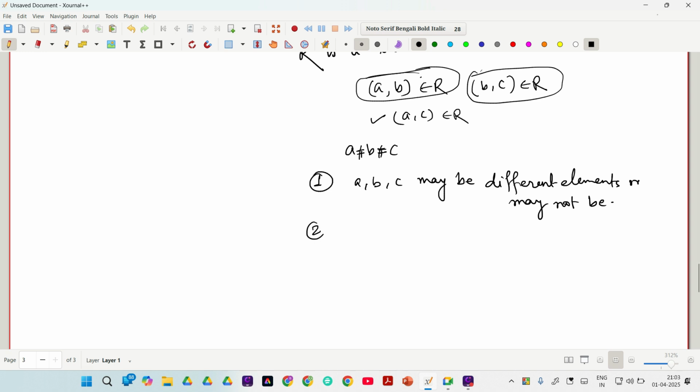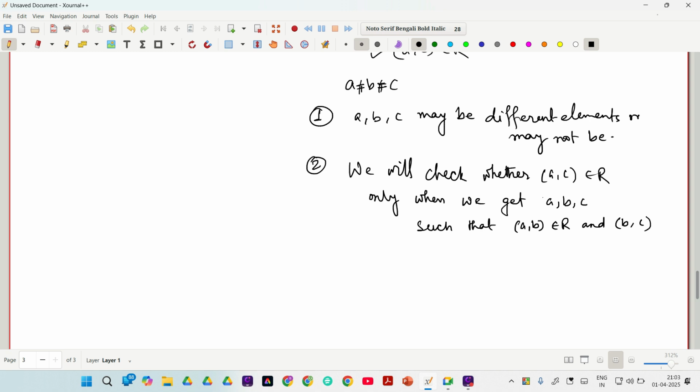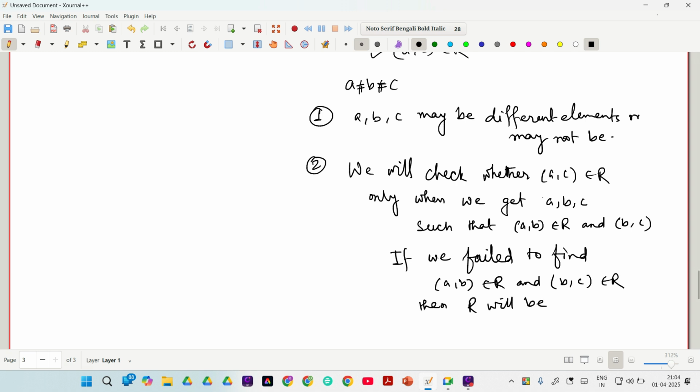Next, the second point is we will check whether (a, c) belongs to R only when we get a, b, c such that (a, b) belongs to R and (b, c) belongs to R. If we fail to find (a, b) belonging to R and (b, c) belonging to R, then R will be transitive.